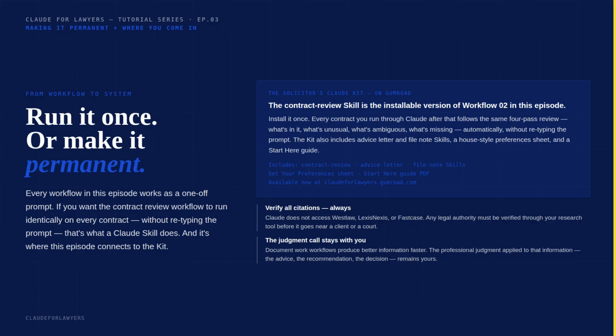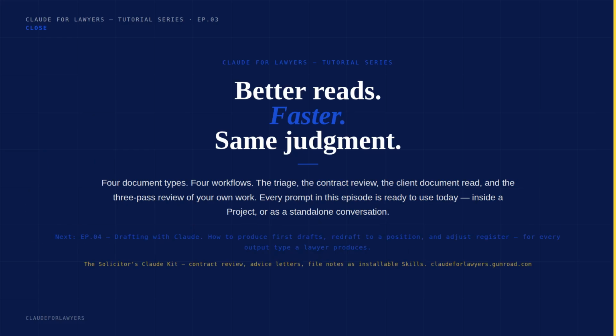Second, the judgment call stays with you. Document workflows produce better information faster. The professional judgment applied to that information, the advice, the recommendation, the decision, remains yours. That's not a limitation of Claude. It's the correct division of labor.